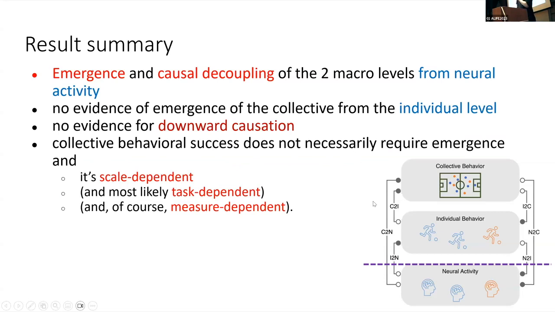So, a very short summary. If we cross the neural boundary, the process of neural activity, when we measure it, is decoupled from the individual and decoupled from the collective level. But if you really take the measure from the individual level, then no emergence can be found. A very important implication here is that the relationship across levels is very scale dependent, and second, most likely task dependent. Maybe I will explain if I have time. Also, it's definitely measure dependent, because this emergence measure is purely defined by the information synergy.